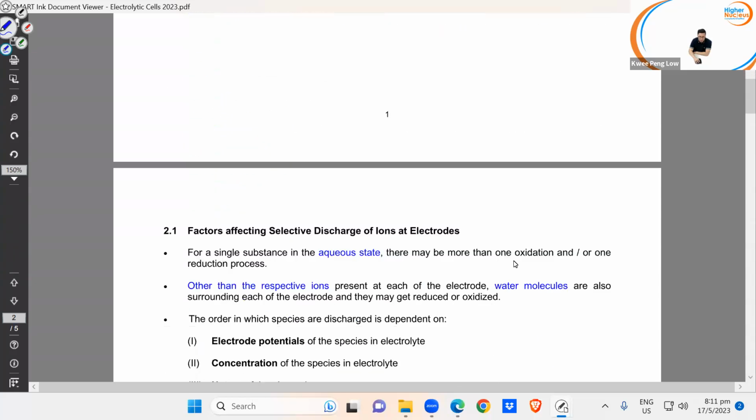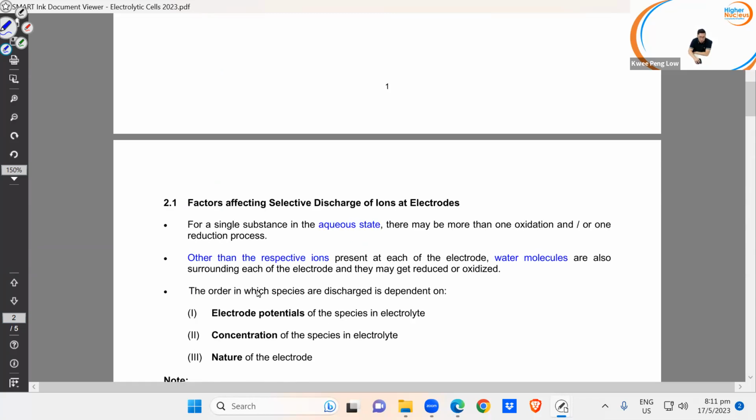Second, now if I'm electrolyzing an aqueous solution, things become a bit more complicated. Because other than the respective ions, I need to consider the water molecule as well. Now, ultimately, whether the ions get reduced or oxidized, or whether the water gets reduced or oxidized, we're going to look at three factors: electric potential, concentration, and nature of the electrode.